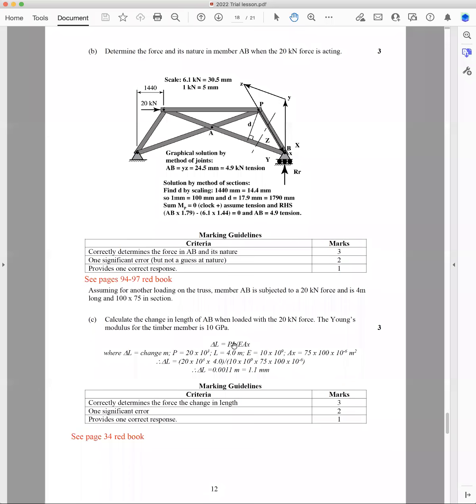So delta L equals PL over EA. Make sure your units are all correct. It just doesn't say whether it's a tensile or compressive force, but the change delta L is 1.1 millimeters.